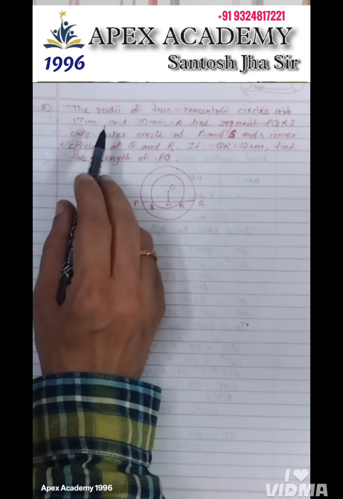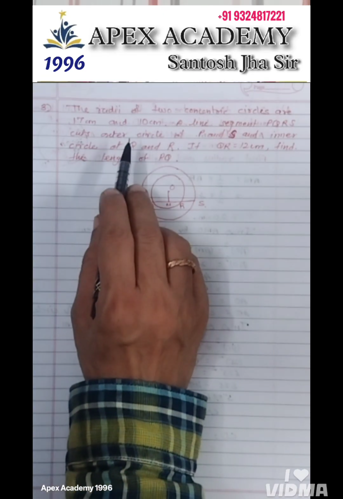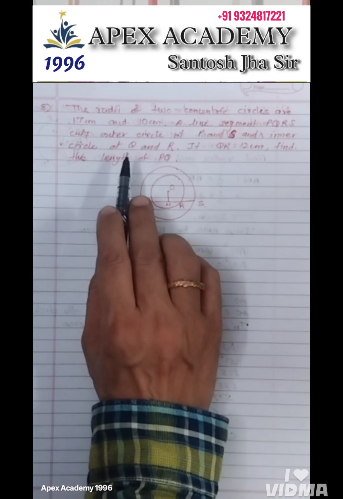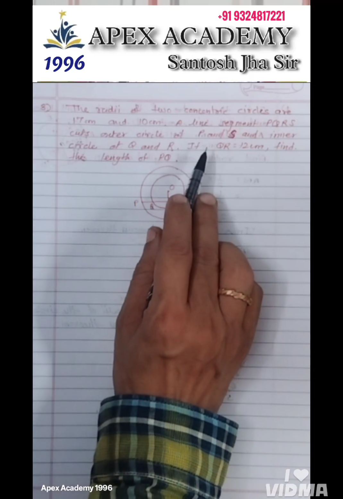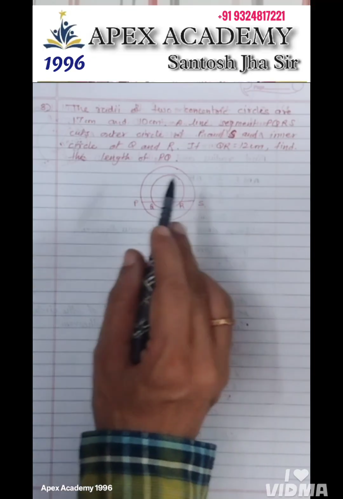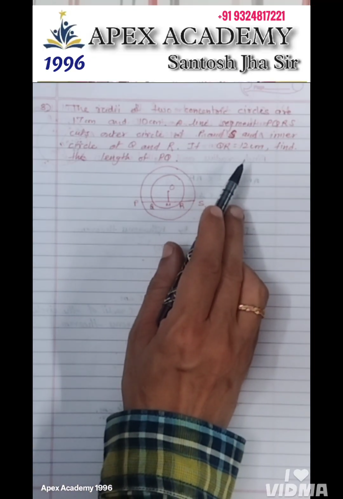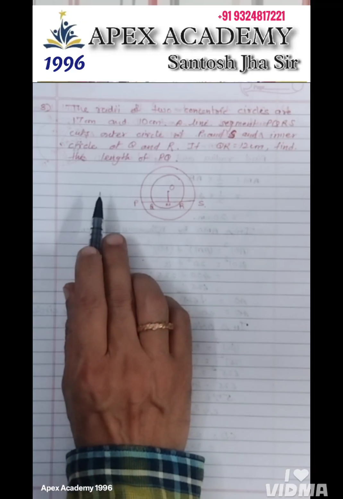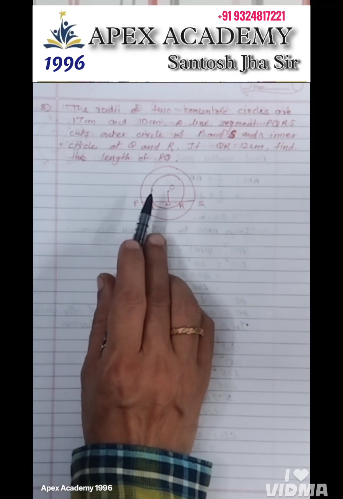It is given that the radii of two concentric circles are 17 cm and 10 cm. A line segment PQRS cuts the outer circle at P and S and the inner circle at Q and R. If QR is 12 cm, so chord QR is given 12 cm, find the length of PQ.